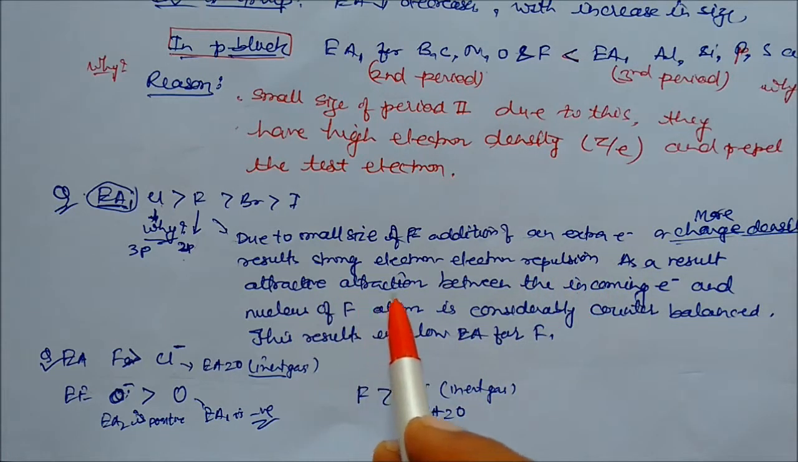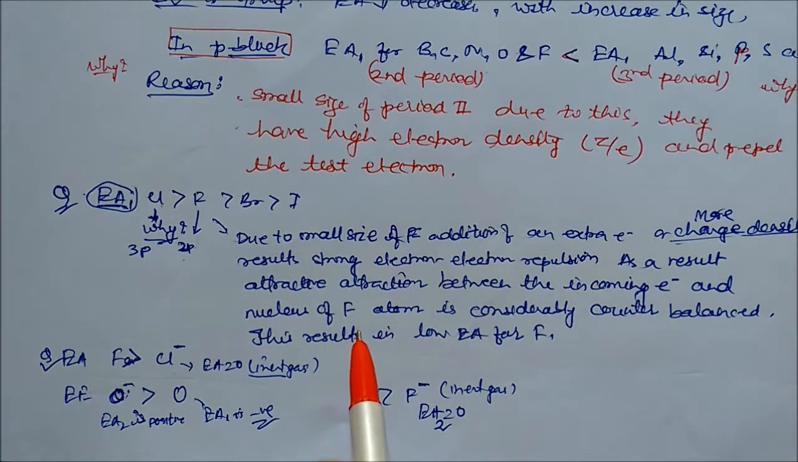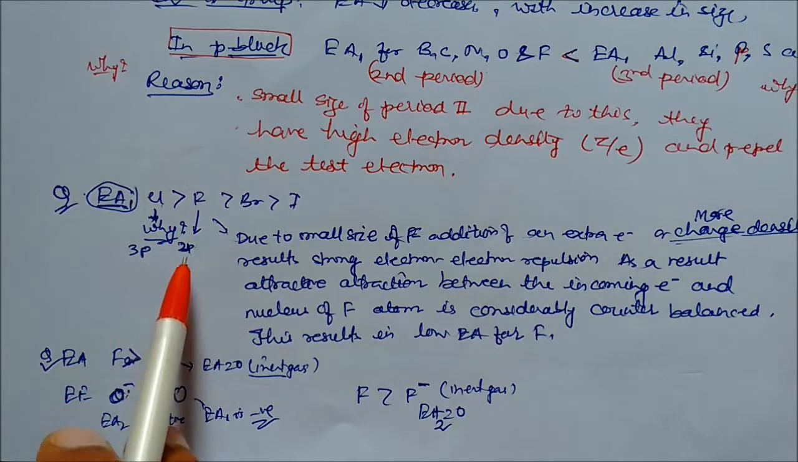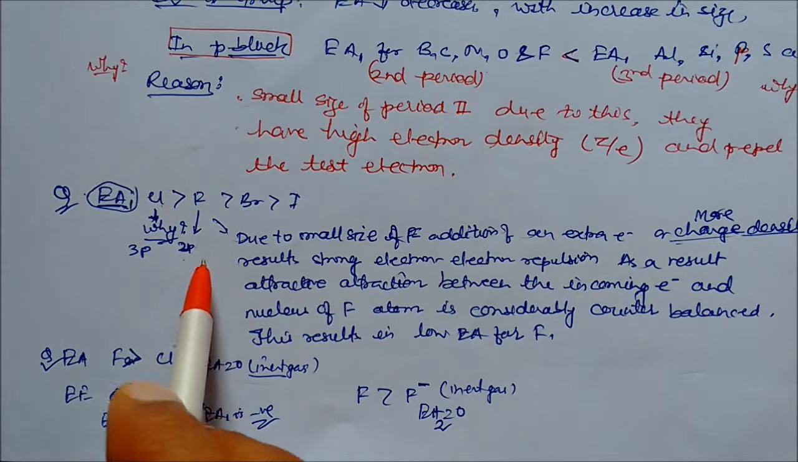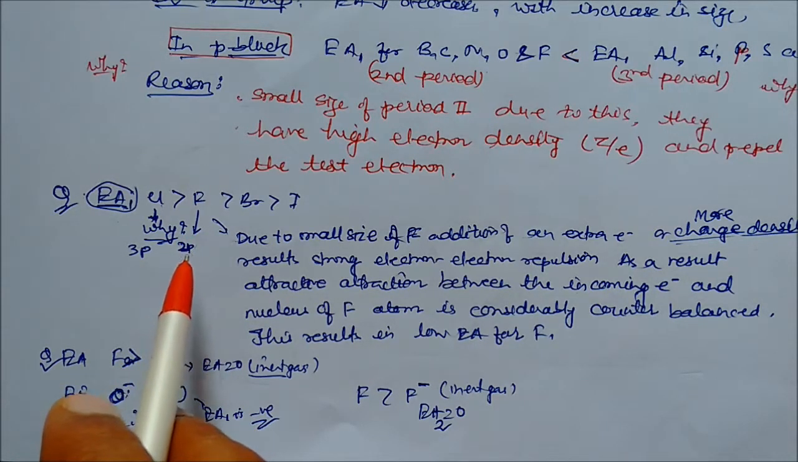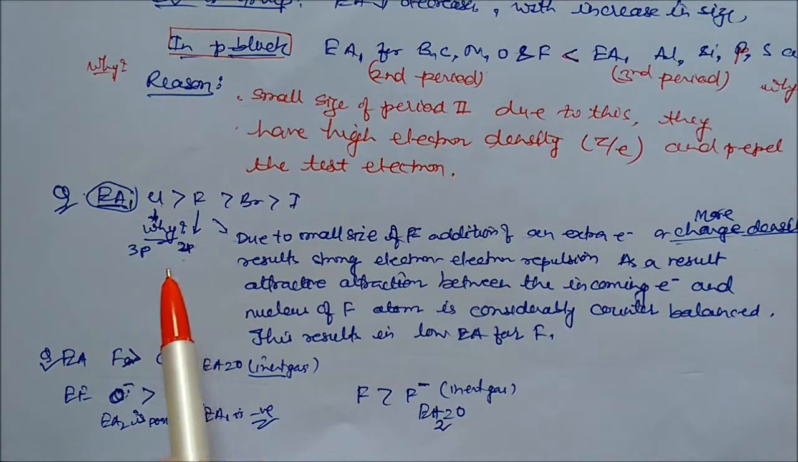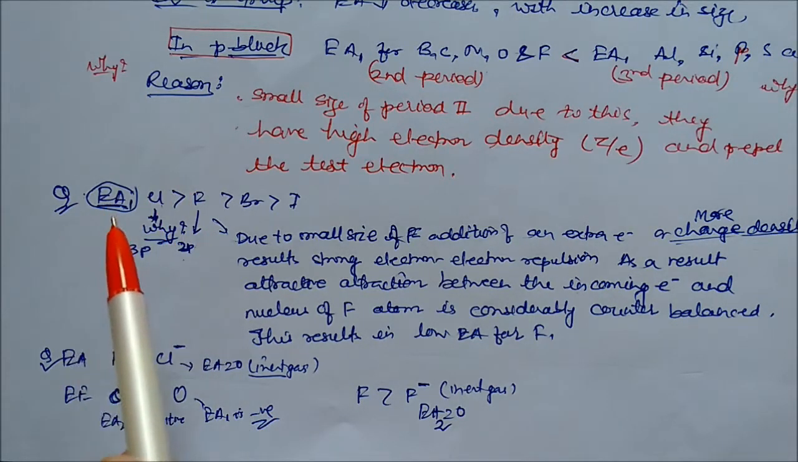A strong electron repulsion will be there. Actually, the attraction between the incoming electron or test electron and the nucleus of the fluorine atom is considerably counterbalanced. If you give one electron to this fluorine, it will not easily accept it because of repulsive forces from the valence electrons of the 2p subshell. These valence electrons of the 2p subshell will repel the test electron, the incoming electron. So some of the energy will be utilized in overcoming those repulsions. Due to this, the energy released is lesser. So the electron affinity for Cl will be higher.